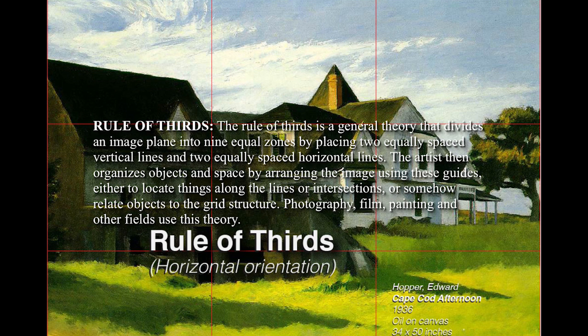And then the artist will organize objects in space by arranging the image using these guides, either to locate things along the lines or intersections or somehow relate objects to the grid structure. Photography, film, painting, and other fields use this theory. So this is a rule of thirds in horizontal orientation used to investigate Edward Hopper's Cape Cod Afternoon, which he painted in 1936.